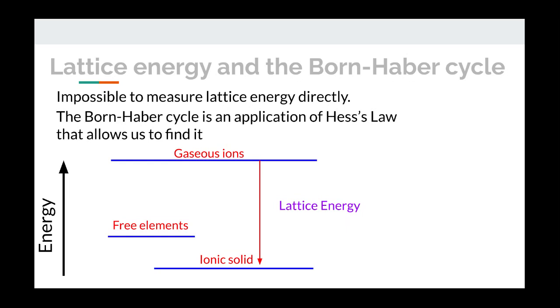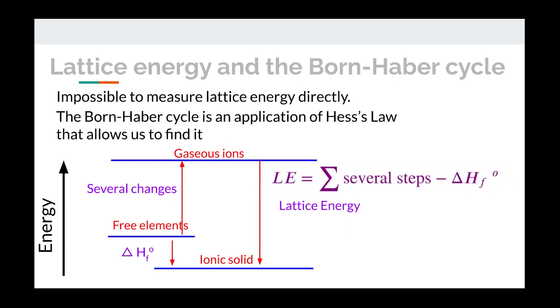If we start out with the free elements that make up this ionic solid, we can think about this as having several steps where the free elements ionize and turn into gas, if they aren't already, that could be added up by Hess's law. And then we can also use the experimentally determined heat of formation and make a combination here that allows us to find the lattice energy, because the lattice energy is going to be the sum of all these several steps, which are going to be positive numbers, and then subtracting the heat of formation, which for an ionic solid is typically going to be a negative number.